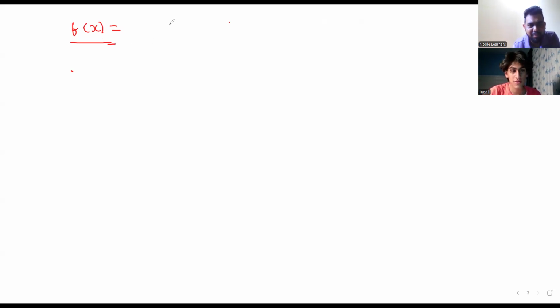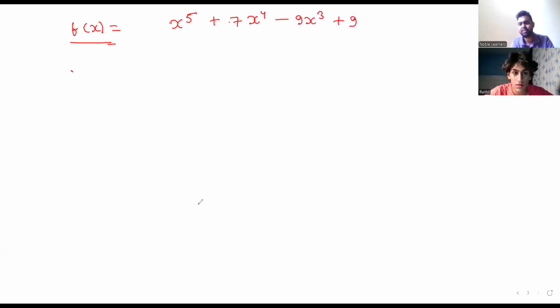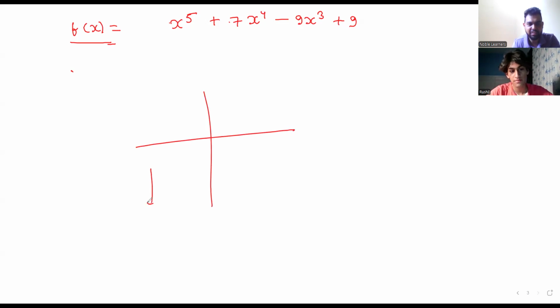So I'm just asking one more question. Suppose there is x to the power 5 plus 7x to the power 4 minus 9x cubed plus 9. What would be the end behavior of this function? Okay, so it's an odd degree, so it's going to start at one end and finish at the other, and because it's positive, that means it's increasing. Down, up, right? So it will start like this and end somewhere like this.